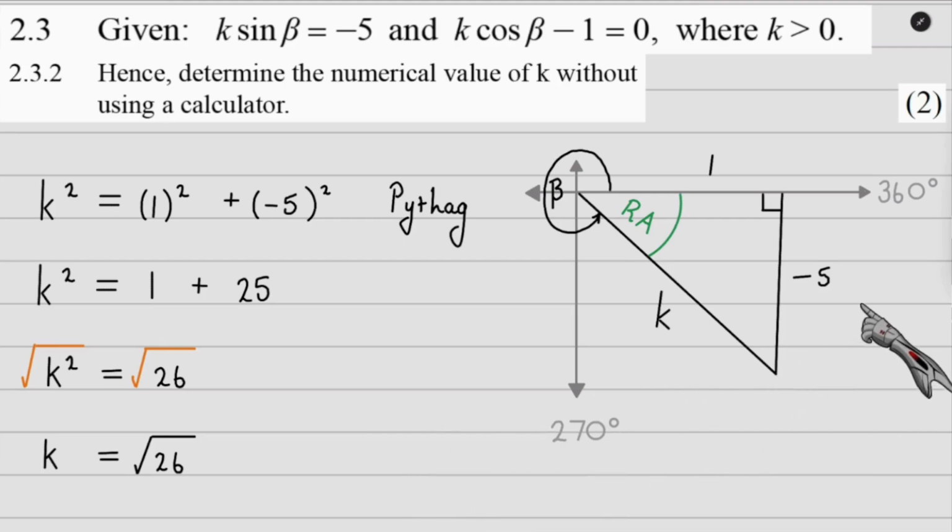And then let's have a look where the 2 marks come from. First mark comes from substitution into Pythag. Second mark comes from the final answer.